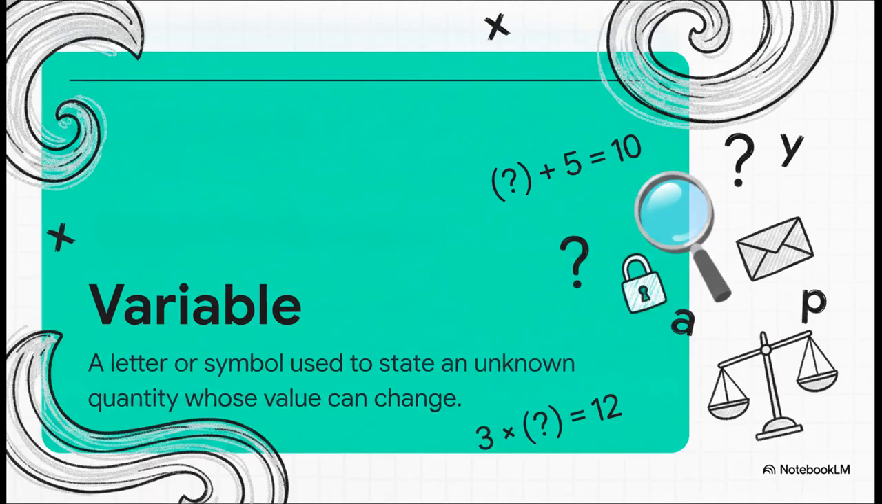In algebra, that hidden suspect is called a variable. As our source defines it, a variable is simply a placeholder for a value we need to discover. It's a letter or symbol, usually x, but hey, it could be y, a, or p, used to state a quantity that is currently unknown. The whole goal of a linear equation is to transition that open sentence into a closed true sentence by figuring out exactly what value the variable is hiding.